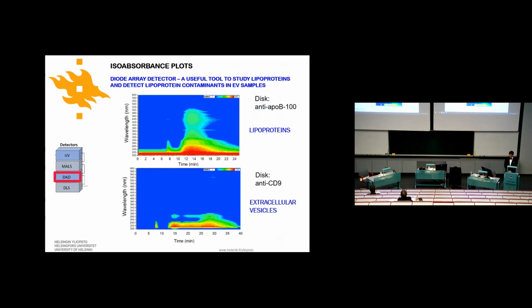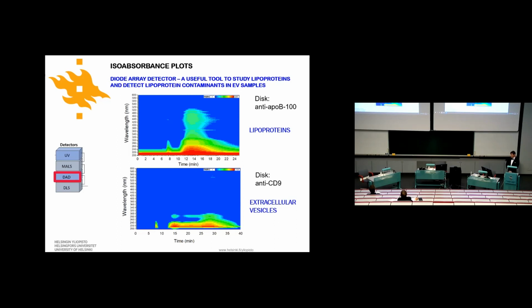Another important detector that we introduced was the diode detector, which is especially helpful in the study of complex biological biofluids, because, as I said before, there is a problem of lipoprotein contamination in conventional isolation techniques. So we needed to be sure that this doesn't happen in our technique. So we ran plasma samples and isolated them, especially for lipoproteins.